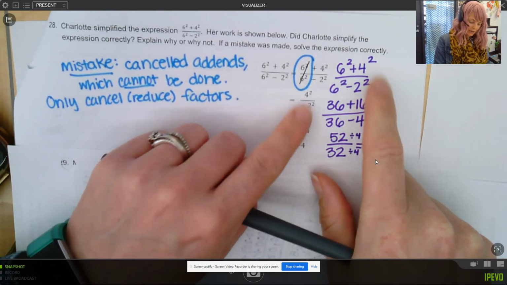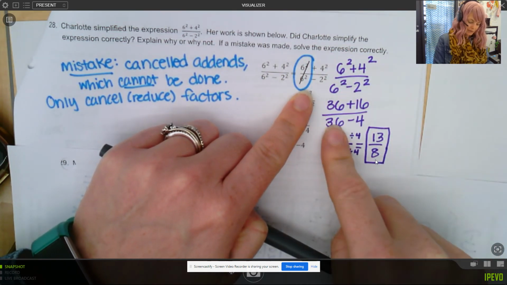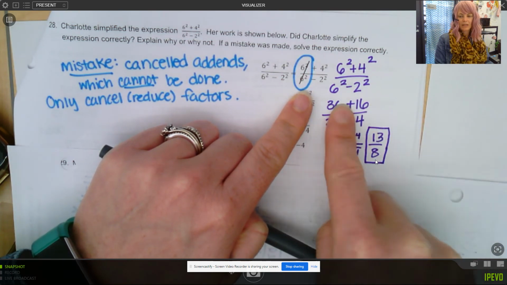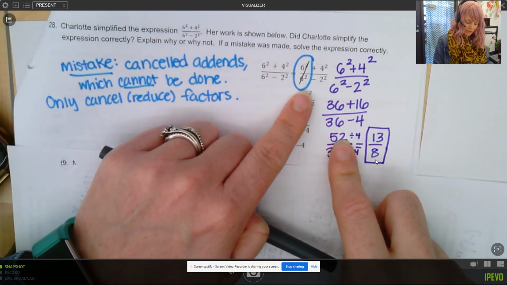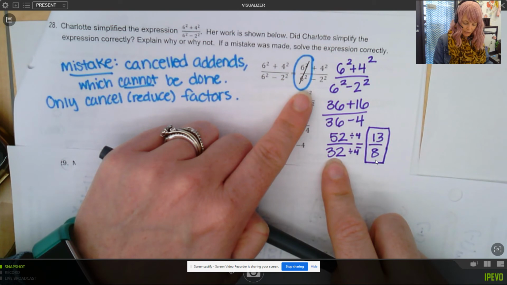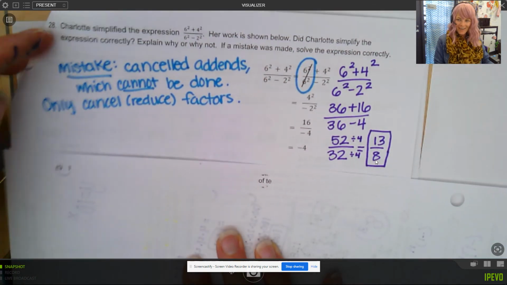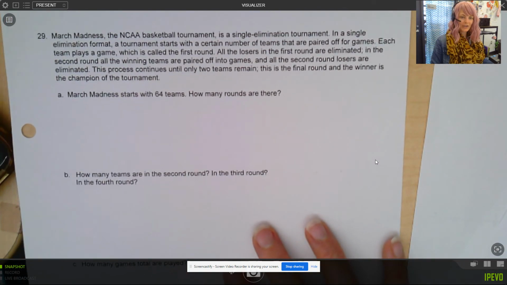So from here, 6 squared is 36, 4 squared is 16, 6 squared is 36, 2 squared is 4. We have to simplify everything in the numerator and everything in the denominator before we can do the division. So from here, 36 plus 16 is 52, 36 minus 4 is 32. Scale it down, 13/8 is your final answer. Nice. Okay, so March Madness, you guys.